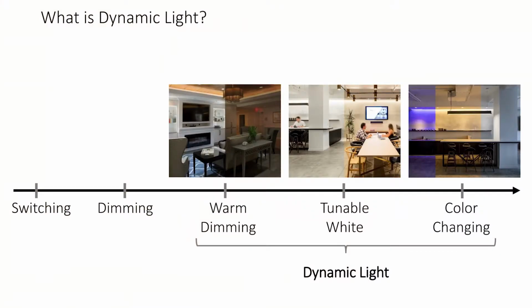So what is dynamic lighting? We're used to switching, we're used to dimming, and it's not really any of those. It starts with warm dimming. This is what we've done traditionally with incandescent light sources. When you have the incandescent at full, it's like a whitish light. As you dim down, it goes more orange, more red. That's warm dim.